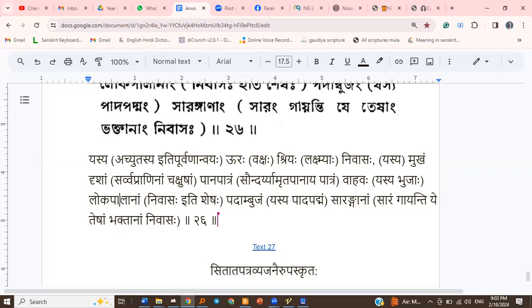Then Padambujam, Yasya Pada Padmam, the lotus feet of the Lord. Saranganam, Sarang Gayanti Ye Desham Bhaktanam Nivasaha. So the lotus feet of the Lord are the residence for the devotees who sing the Sara. The Sara could refer to the crux of the Vedas, the glories of the Lord, the holy name of the Lord. So Sarang could refer to a lot of things actually. So basically, the lotus feet of the Lord are the residence of the devotees.